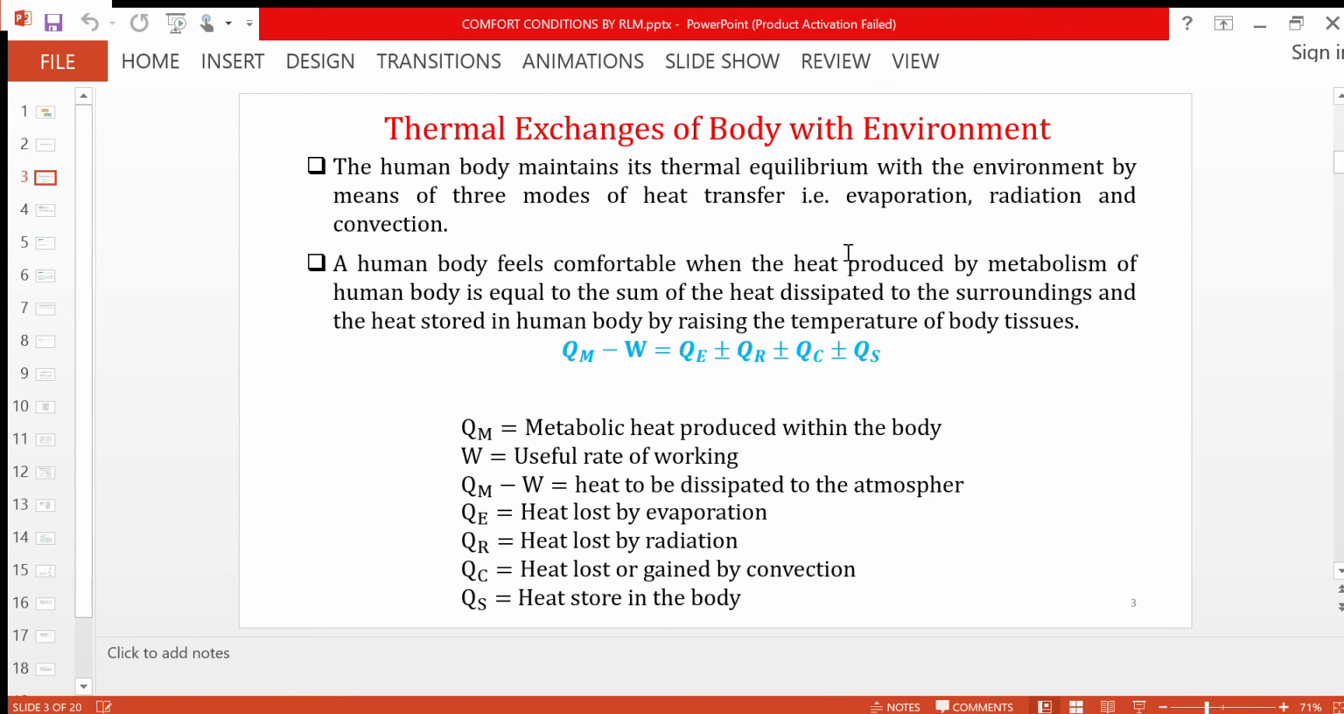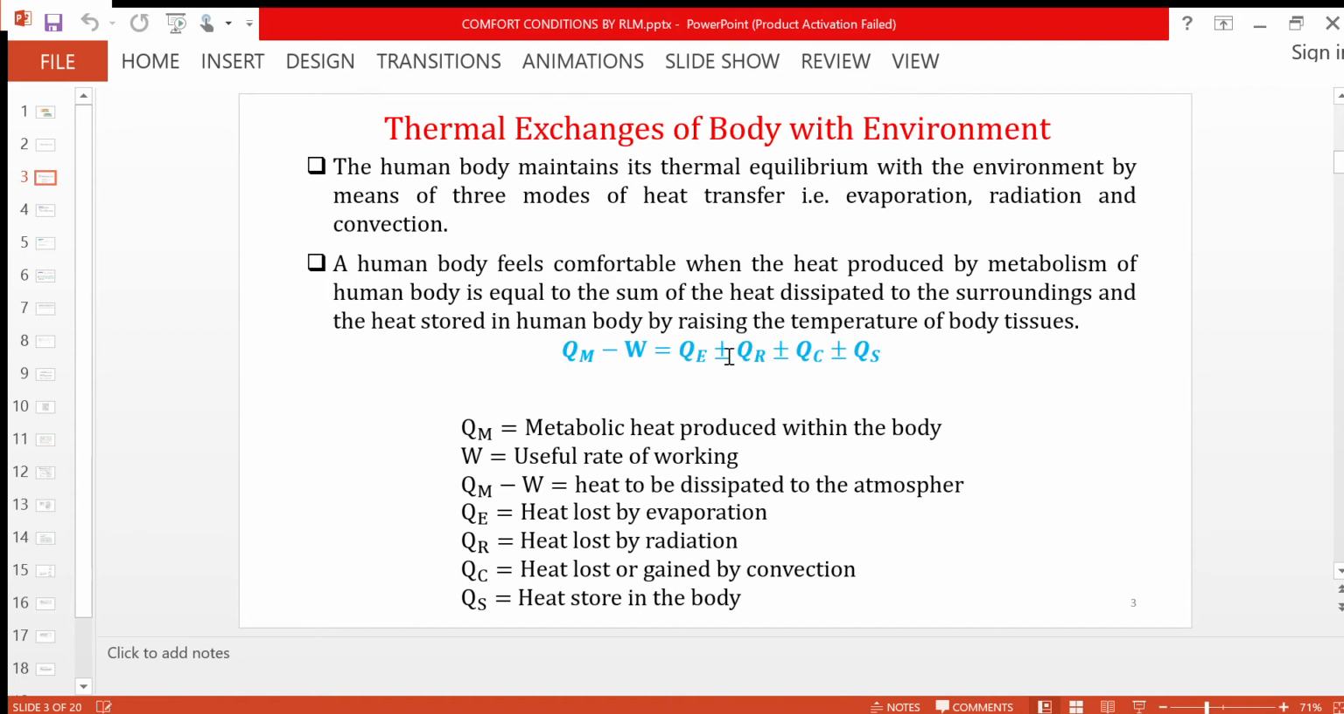Basically, what happens with the human body, and how it behaves with the environment in regard to heat transfer conditions. The human body generates heat due to metabolism, which is Qm. Out of that, some amount of heat will be utilized by the body for doing work. The remaining heat will be distributed to the surroundings through three modes of heat transfer: evaporation, radiation, and convection. Evaporation is basically heat removed by the sweat.